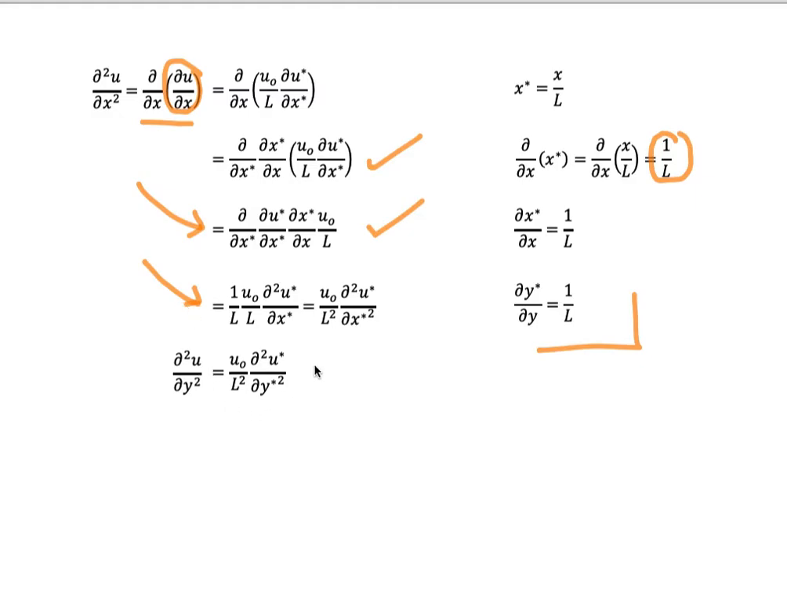And from the simplification of this, we could say that del square u over del x square is equal to u naught over l square del square u star over del x star square. We could do the same thing, so we get del square u over del y square equal like this.